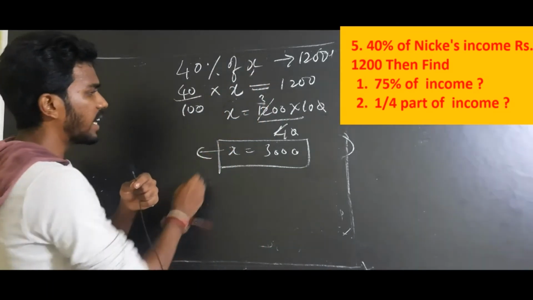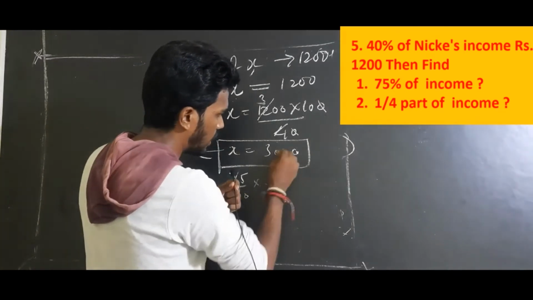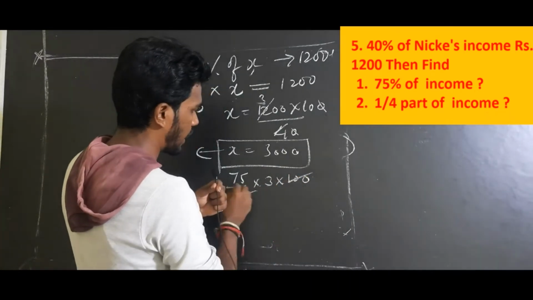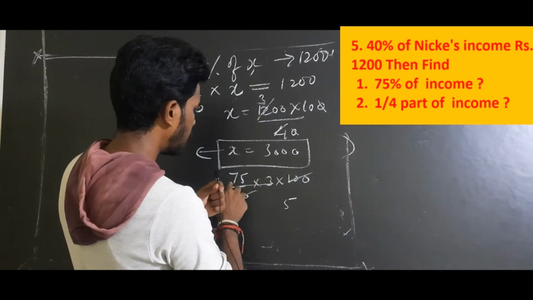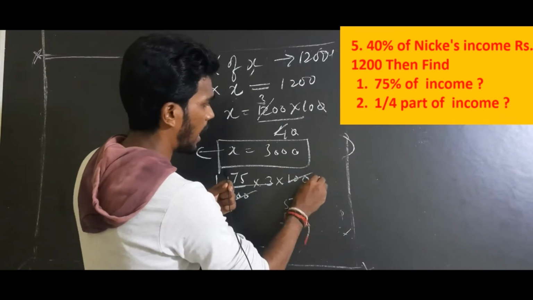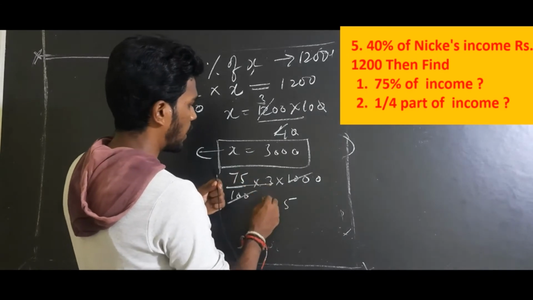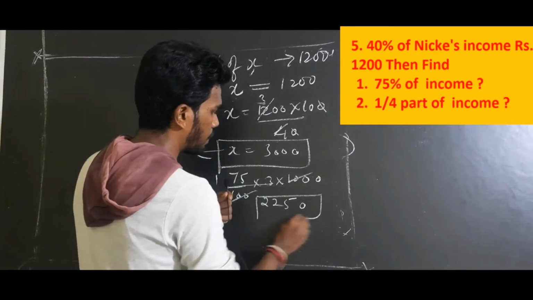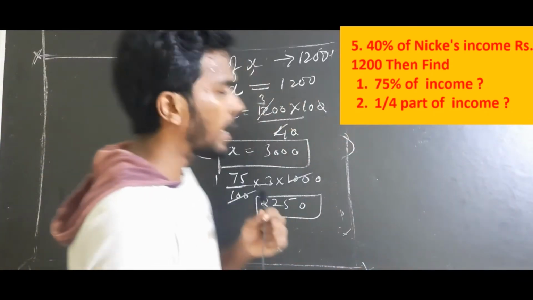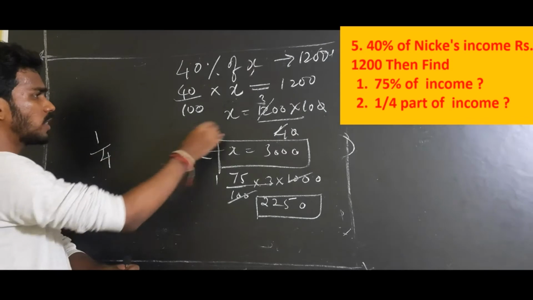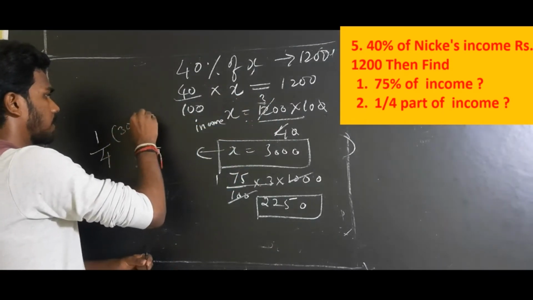From this original salary, I have to calculate 75%. So 75 divided by 100 into 3,000. That is 3 into 100. So 100 gets cancelled. Sorry, one more 0 will be added. So the 0 gets cancelled, and 75% is 2,250. And the next question is the 1/4 part of the income. So the 1/4 part of the income is x, right? It is 3,000. Okay, guys.